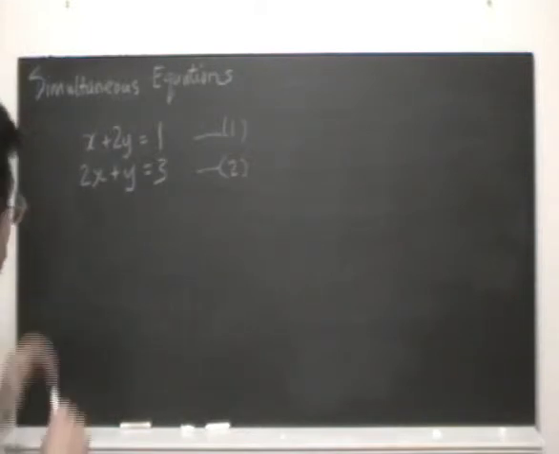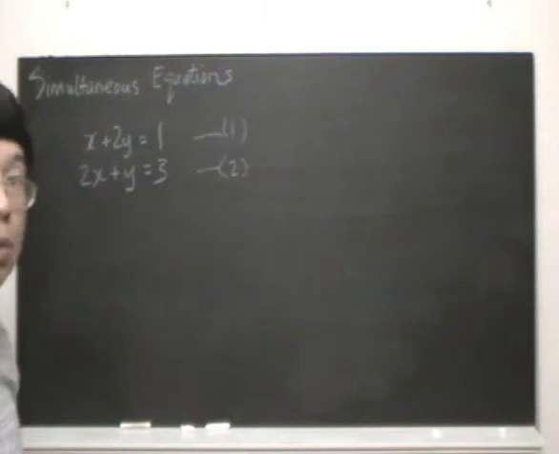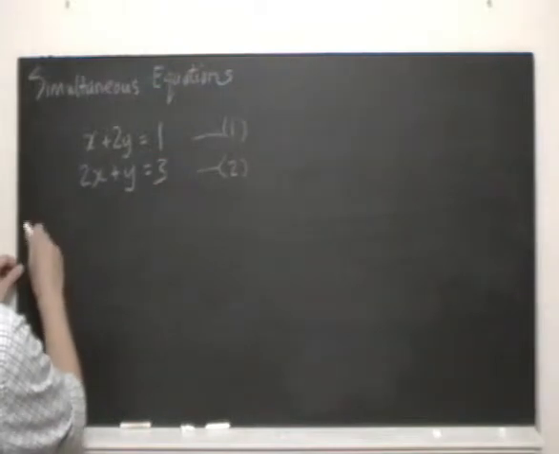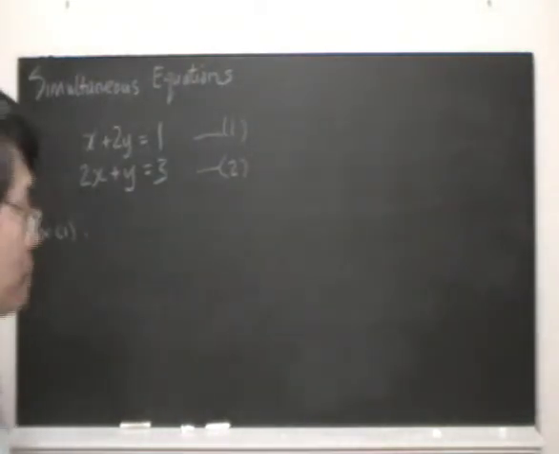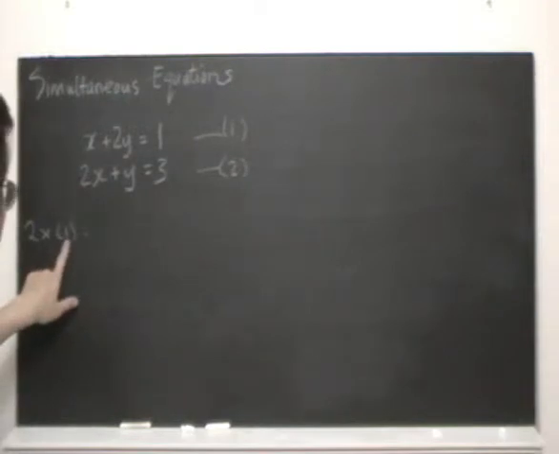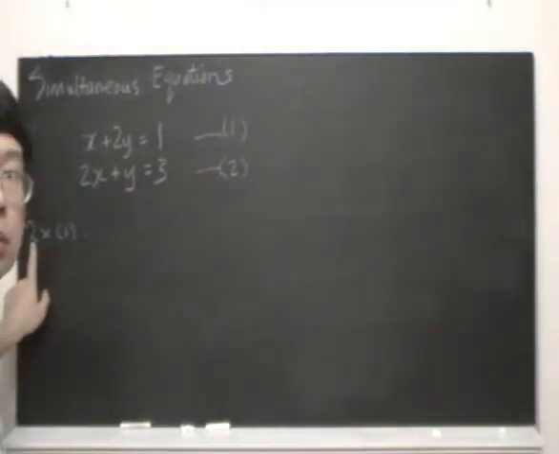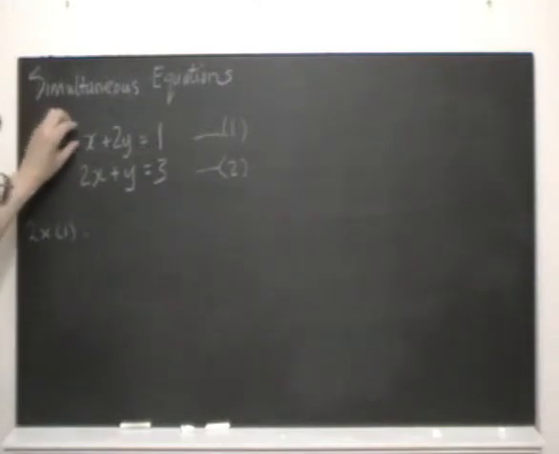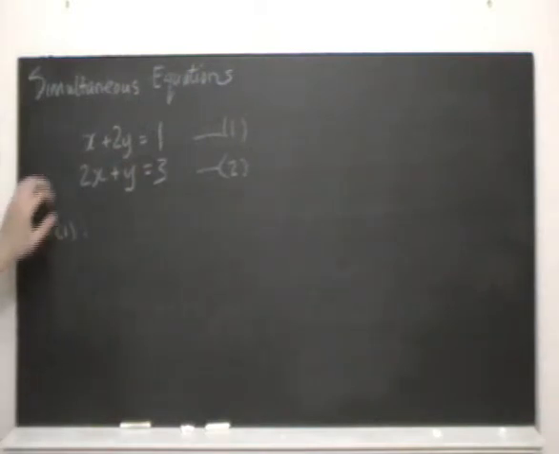Now there are different ways to write this. You can write it out in words: I multiply equation 1 by 2. Now I like to write it in a rather simple way. I'll just write 2 times bracket 1. So this is my way of writing it. The bracket 1 means equation 1, and the 2 times there means that I want to multiply both sides of equation 1 by 2. So let's start.